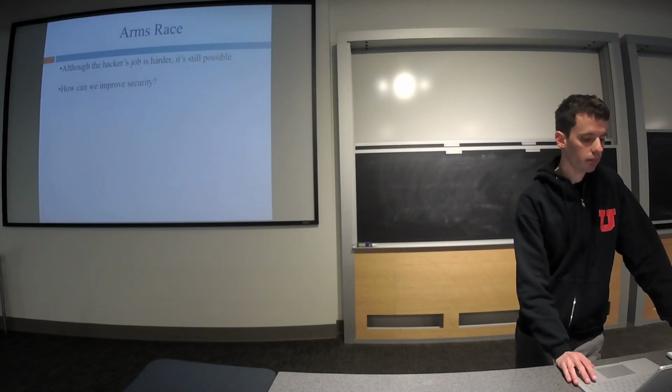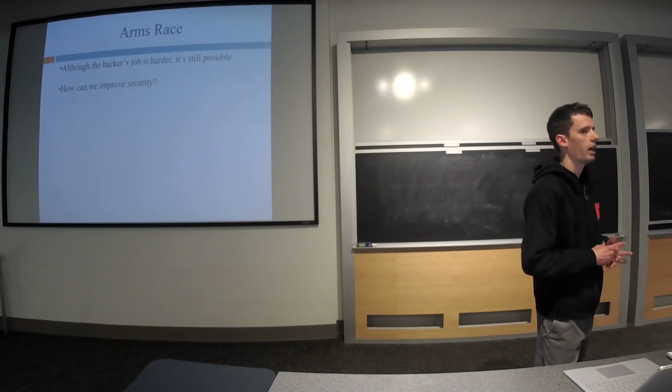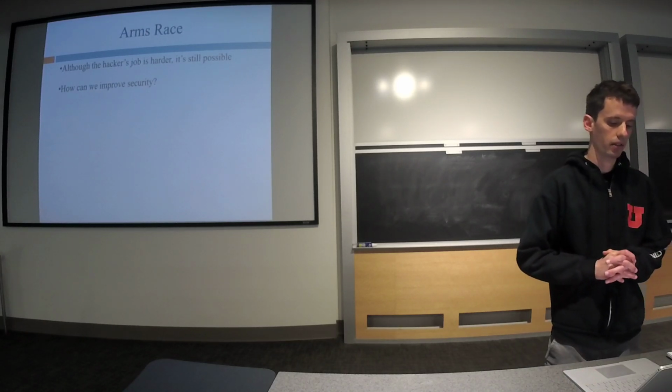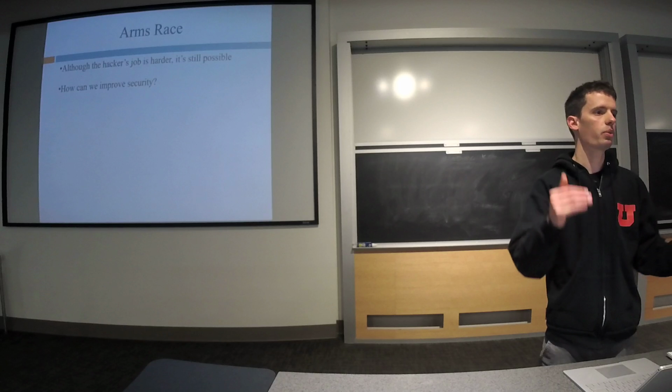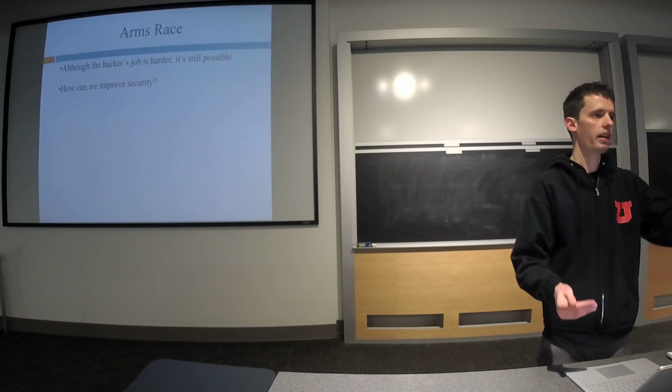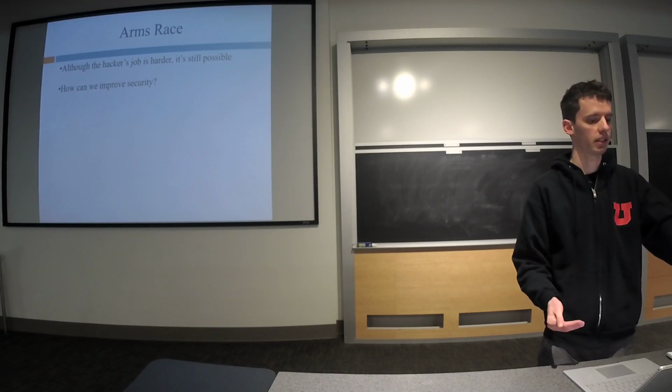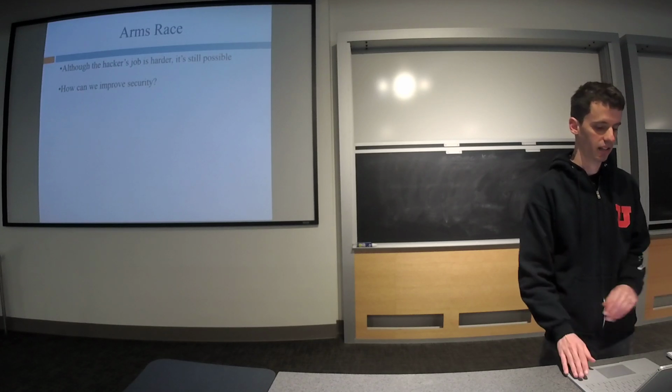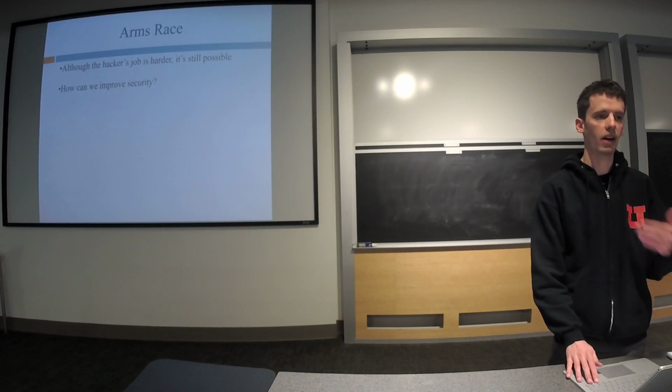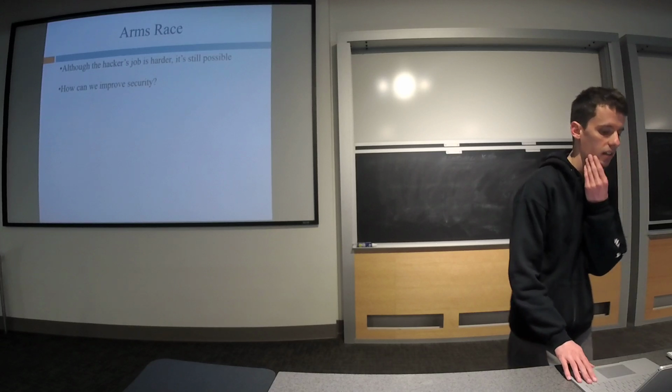But here's kind of where we are. Let's see, we went attacker +1, defender +1. Attacker can still do a rainbow table since computers are fast. So how can we improve security on the defender's side?